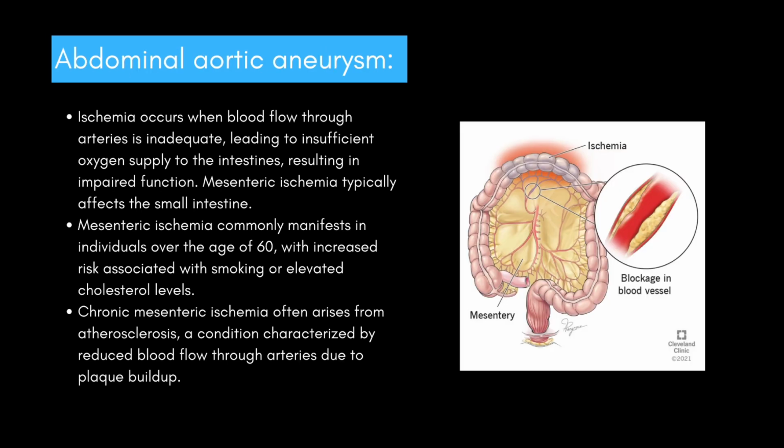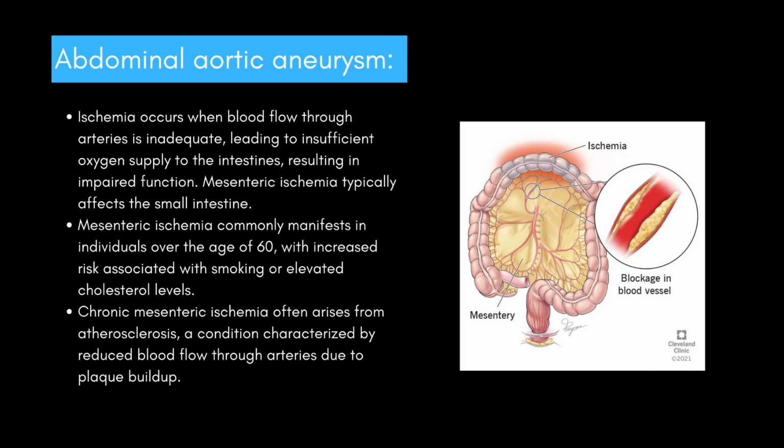Next, I'd like to talk about abdominal aortic aneurysms. Ischemia occurs when blood flow through arteries is inadequate, leading to insufficient oxygen supply to the intestines, resulting in impaired function. Mesenteric ischemia typically affects the small intestine. It commonly manifests in individuals over the age of 60, with increased risk associated with smoking or elevated cholesterol levels. Chronic mesenteric ischemia often arises from atherosclerosis, a condition characterized by reduced blood flow through arteries due to plaque buildup.